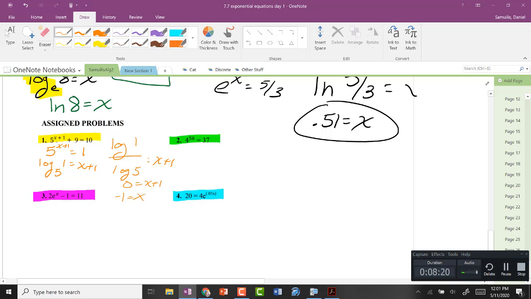You plug that back in. 5 to the negative 1 plus 1 is 5 to the 0, so that gives me 1. 1 plus 9 is 10. So negative 1 is my answer. Okay, this one, the base is already isolated, so it's just an automatic conversion. Log base 4 of 37 equals 5k. So that's log of 37 divided by the log of 4 equals 5k.